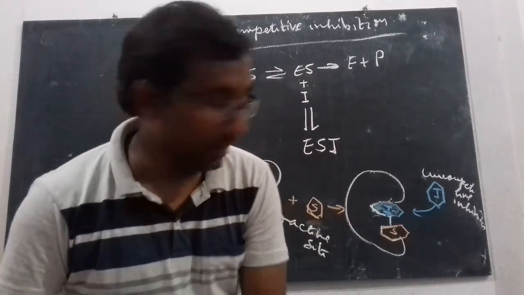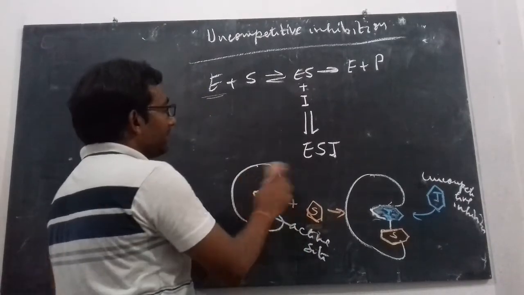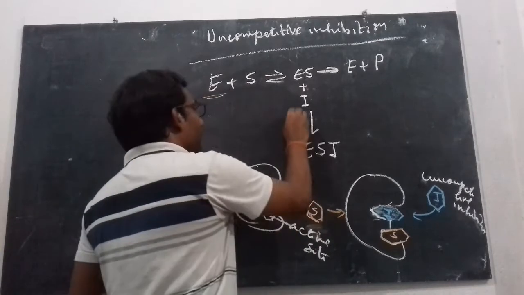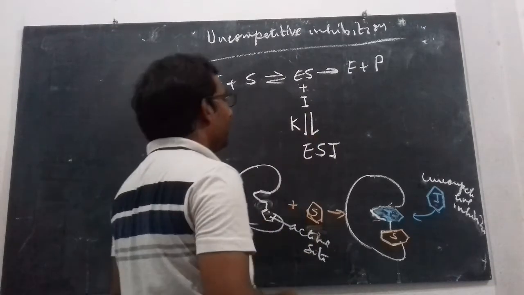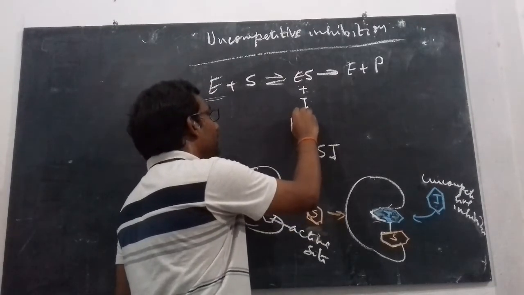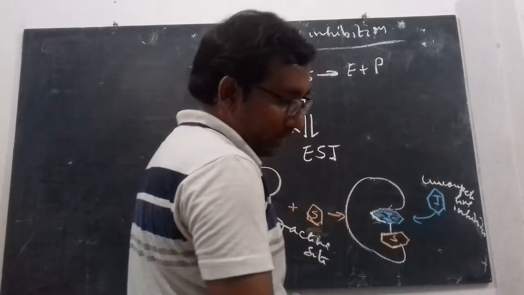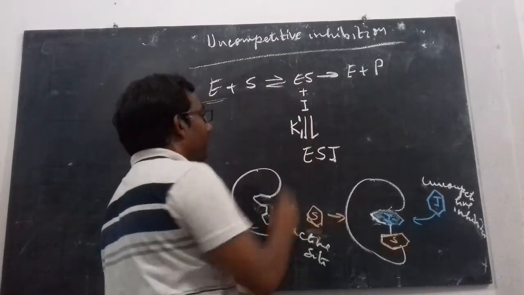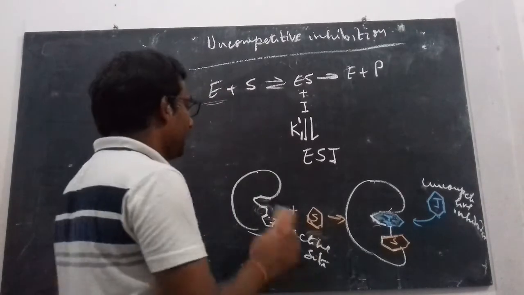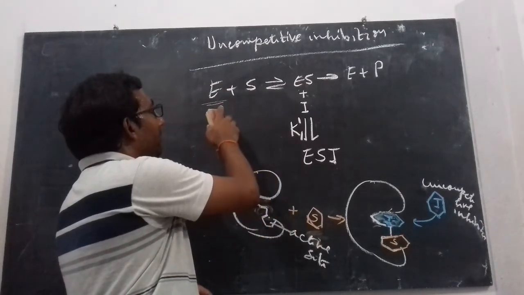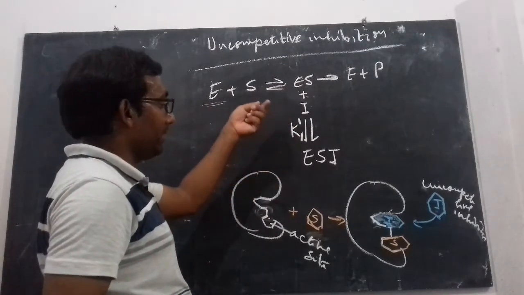So now you see that in this case, if this is the reaction, the equilibrium constant will be called K1 dash. It was called K1 in the case of competitive inhibition, and here it is called K1 dash. It doesn't matter.